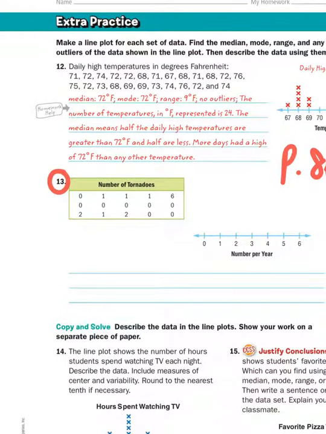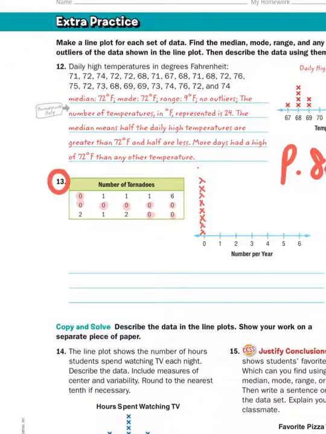And we'll start making it here. So I'm going to count all of the zeros. I see 1, 2, 3, 4, 5, 6, 7, 8. So there are 8 zeros. That means there should be 8 X's or dots above 0.